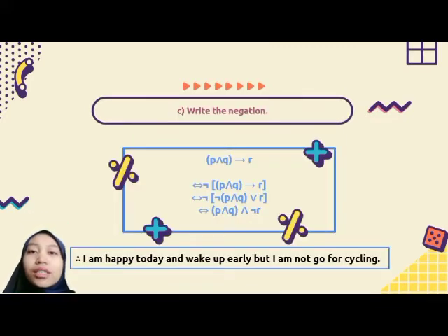The last one is C, write the negation. The statement is P and Q implies R. To write the negation, we need to put the negation symbol in front of the statement. It will be not (P and Q implies R). Next, not (not (P and Q) or R). It is from the definition of implication. So the final answer is P and Q and not R. The conclusion: I am happy today and I wake up early, but I do not go for cycling.